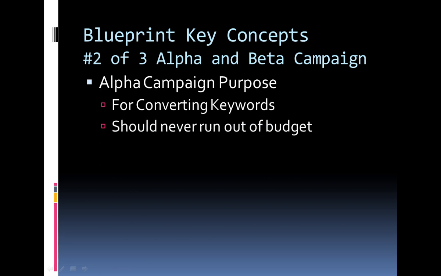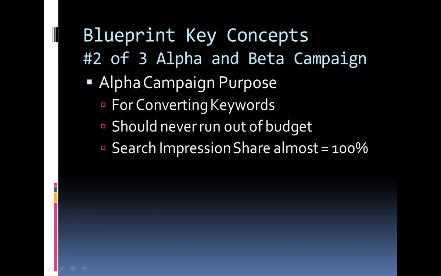The other purpose is that the alpha campaign should never run out of budget. Since it contains converting keywords, we want to make sure it's running all the time. If you start running out of alpha campaign budget, what you can do is lower your budget for your beta campaign, and then make sure your alpha campaign is running. That way, we're always running the ads on alpha keywords, or converting keywords.